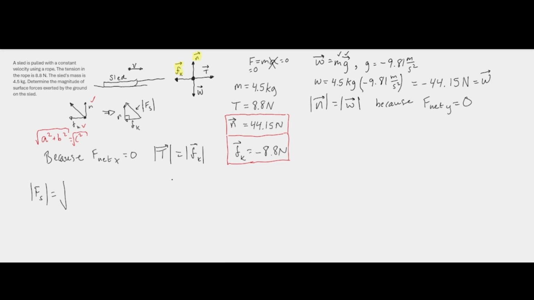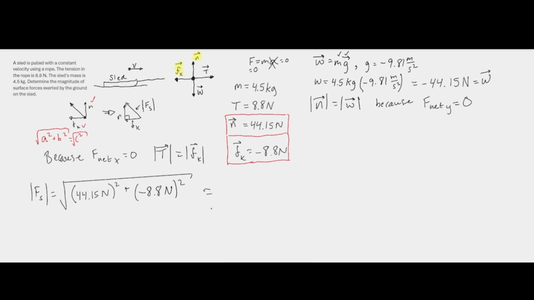So we have the normal force, which is 44.15 newtons squared, plus we have the force of kinetic friction, which is negative 8.8 newtons squared. And that is the quantity that we need to solve for now. So I'm going to have newtons squared, and let's see what happens when I square these values.